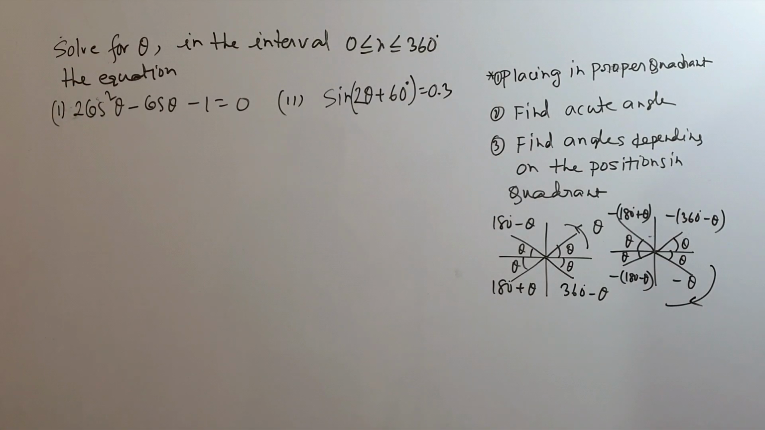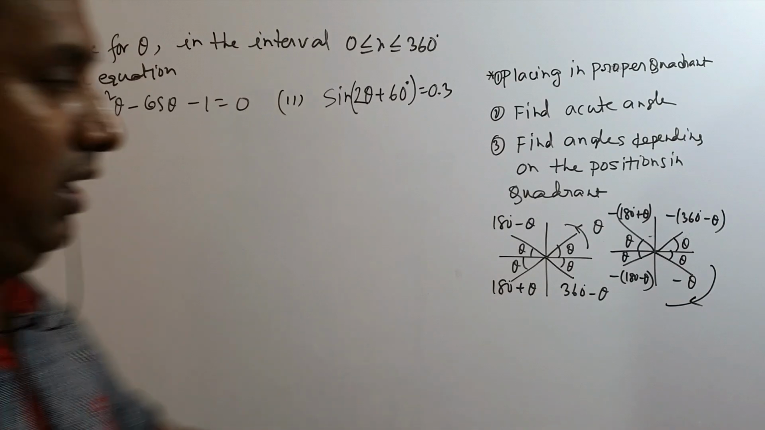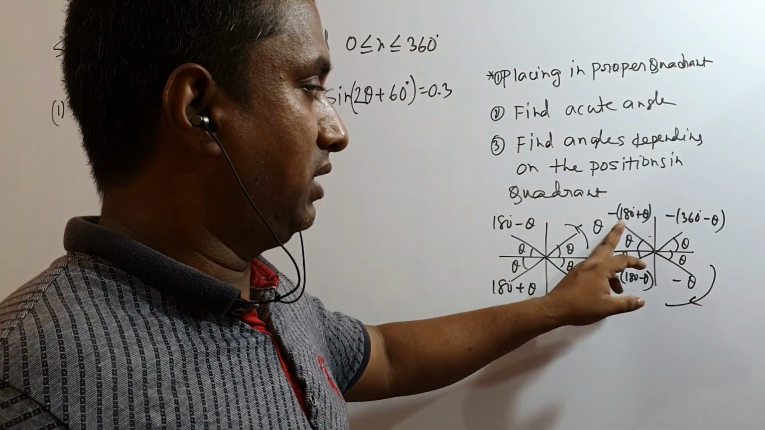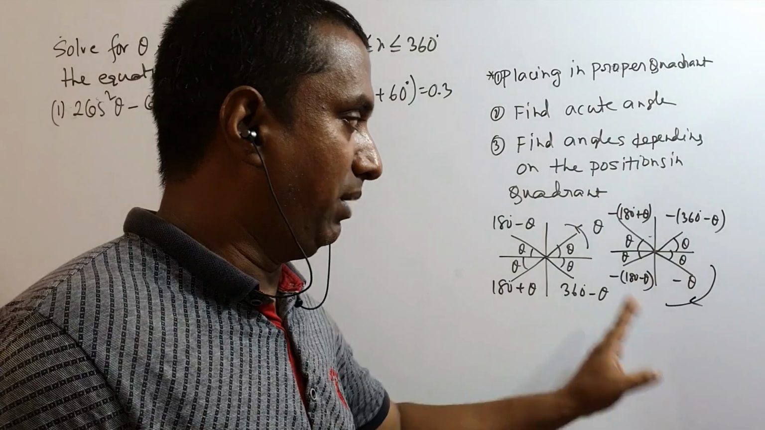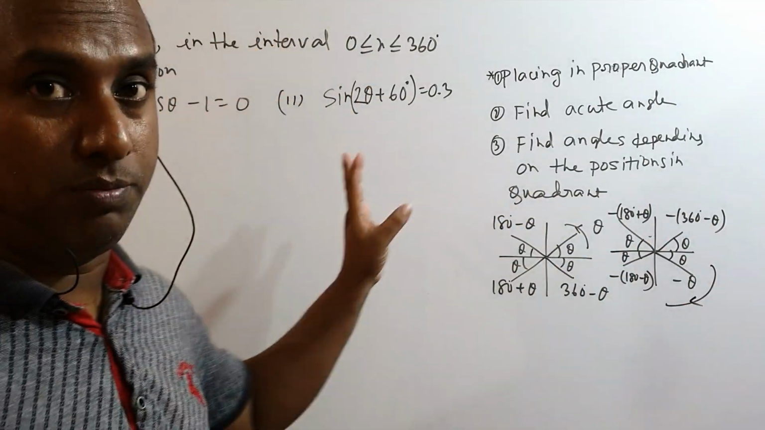In the fourth quadrant you have minus theta. Third quadrant, minus 180 minus theta. Second quadrant, minus 180 plus theta. And the first quadrant, if you go in the clockwise sense, this is the anti-clockwise sense. So let me solve these two.